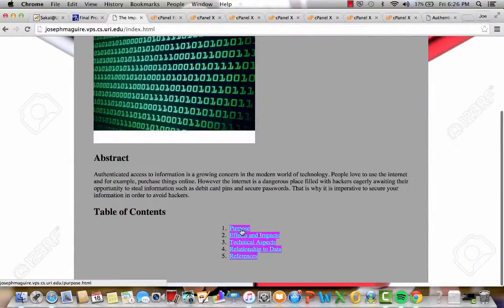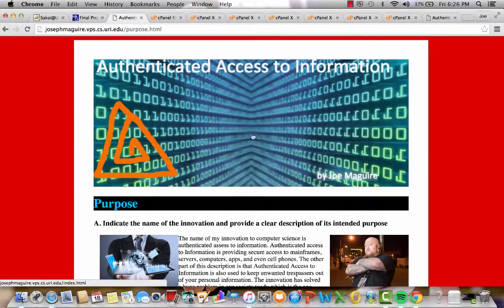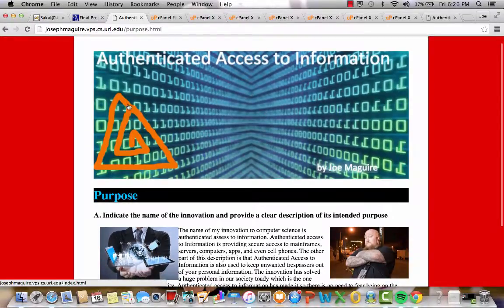Also, using Pixlr, I created my banner, which also has the logo. And to do this, I use layering tools by putting down the background picture, which you can see is binary code, and including a top part that just says authenticated access to information, which is obviously my topic, my logo, which I drew using the pen tool, and down here is the last layer with my name, just stating that it's by me, Joe McGuire.